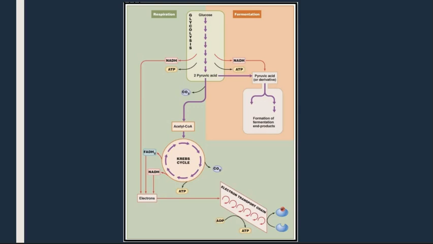Cellular respiration is said to occur in phases. Some textbooks and videos describe the process in 3 phases: glycolysis, the citric acid cycle, and the electron transport chain.